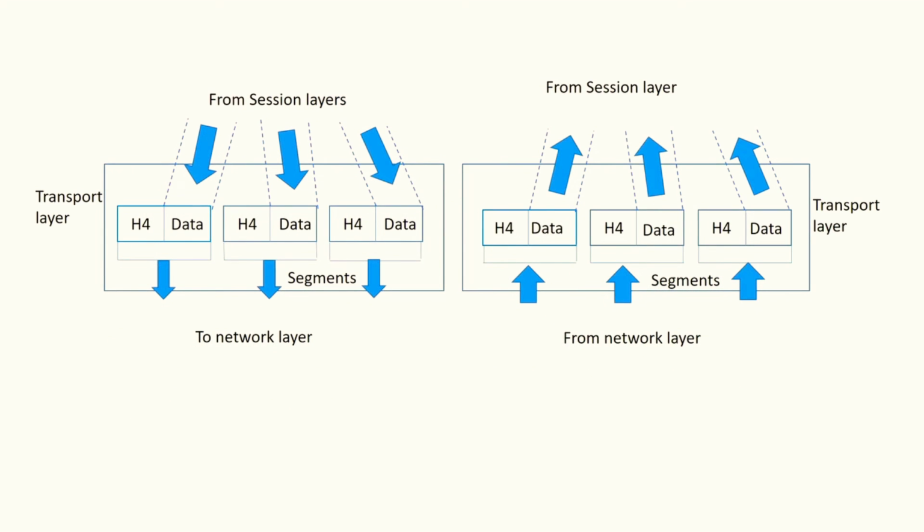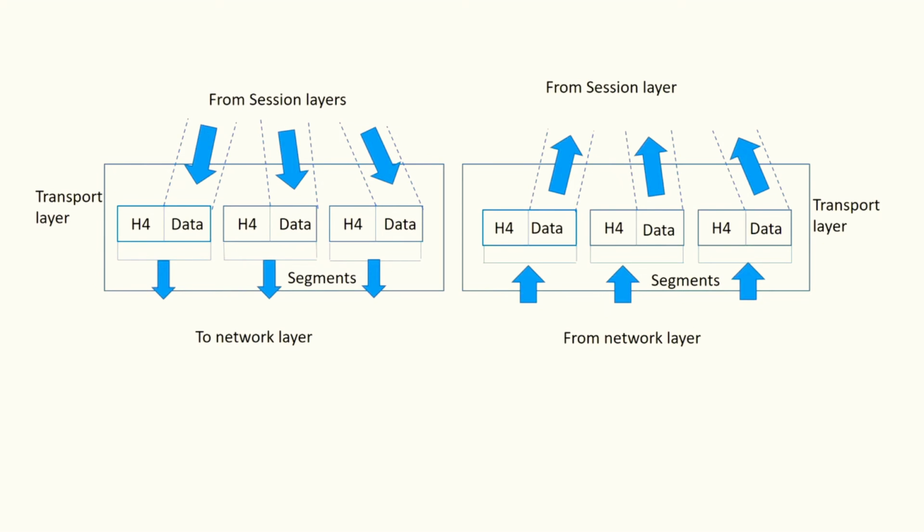So let us see the diagram of this layer. In this, the data comes from the session layer to the transport layer and then heads towards the network layer, and vice versa to the receiver side. So it also controls the flow of the data, and it has end-to-end encryption.